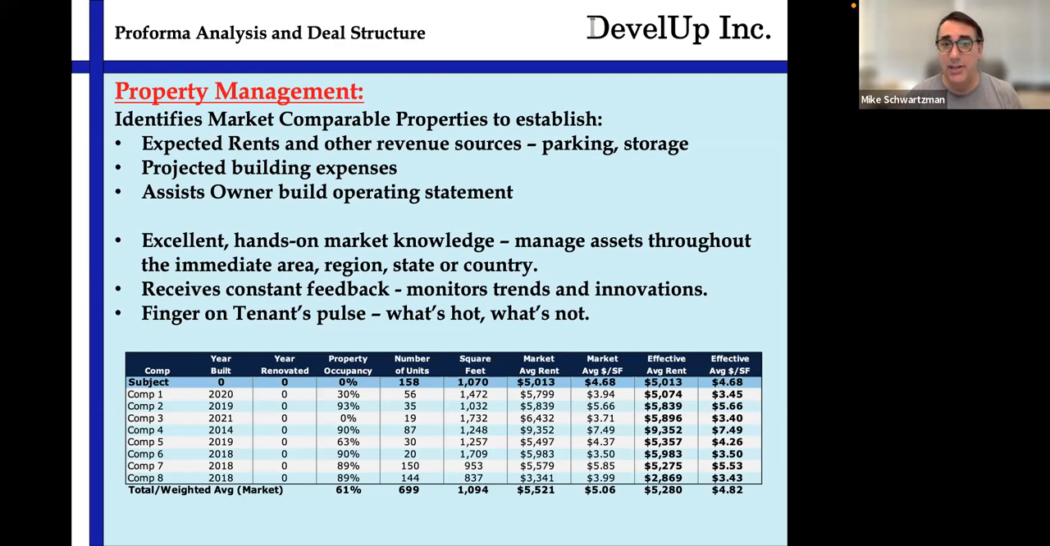They're managing assets throughout the immediate area, the region, the state, the country, whatever it is. They're constantly getting feedback from tenants, and they know the trends, they know innovations, they know what looks great, they know what people are complaining about, and they have their finger on everyone's pulse. They know what's hot, they know what's not. And then we're able to say, okay, based on your subject property, and this is again just fictitious, we can look at these comparables, and these are what the rent is per square foot and what the effective rent would be per month.